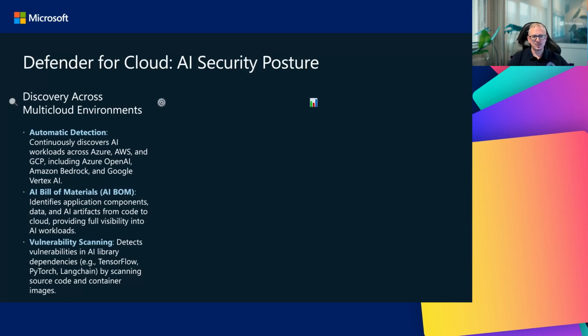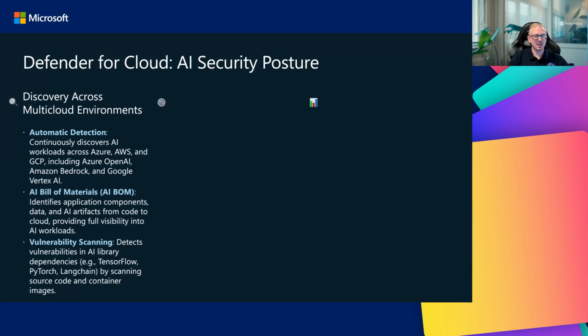So one of the first things that Defender allows you to do is to turn on automatic detection. If you've looked in the Defender portal and you've enabled a bunch of environments, these can be Azure subs, AWS, or GCP accounts. Defender is able to automatically discover the types of services which you may be using, such as Azure OpenAI, Bedrock, Vertex, etc.